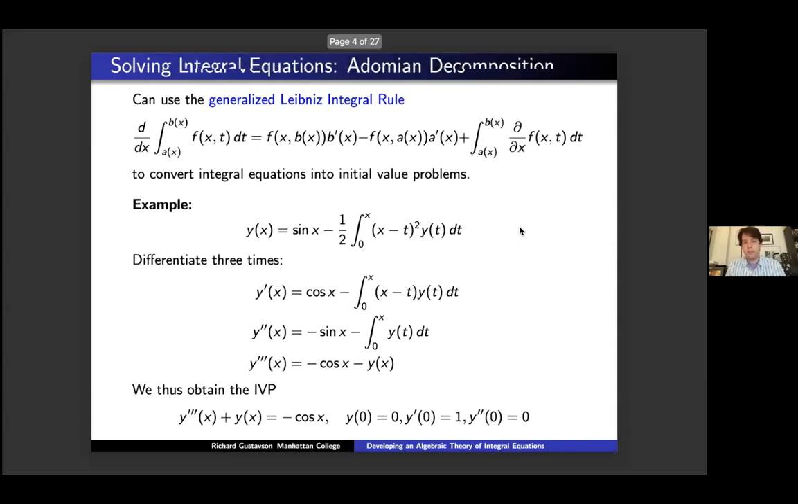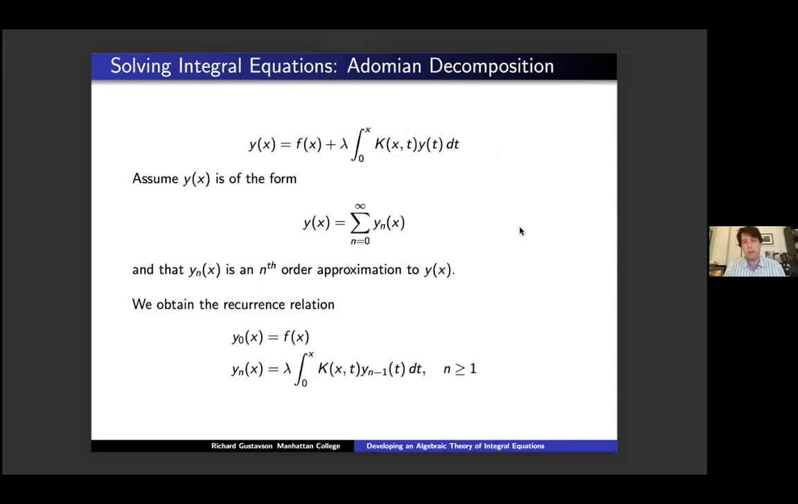Here's another way to solve integral equations. This method we can think of as a series solution. It's called Adomian decomposition. It works mainly for equations of the following form. If we assume that our solution can be written as a series of this form, we get a recurrence relation where each y_n is given as an integral of y_{n-1}. And so we can actually solve for all of the terms in the series.